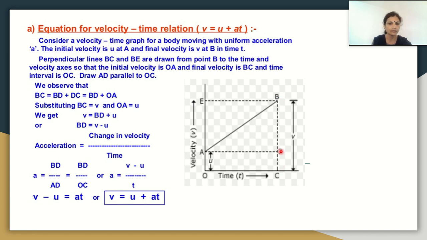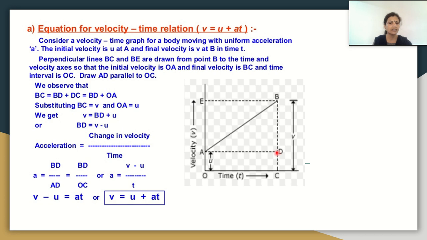since B is a final velocity, BC represents final velocity, that is V. From point B, we will draw two perpendiculars, one on the velocity axis, that is the y-axis, and one on the time axis, that is along the x-axis. So BE is perpendicular on the velocity axis and BC is perpendicular on the time axis, right? And we have joined these two points AD with a dotted line.